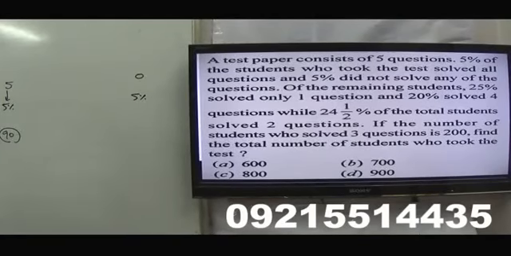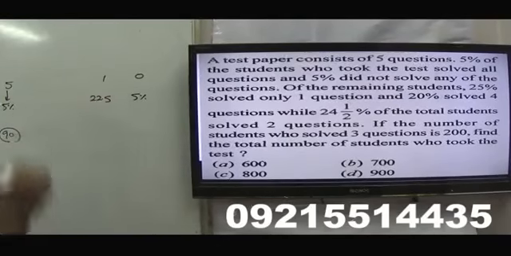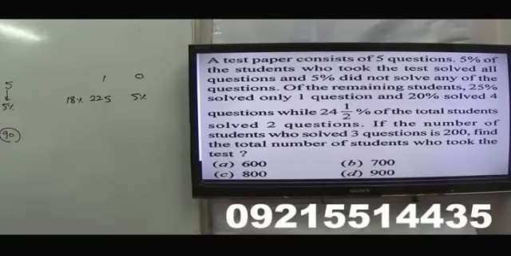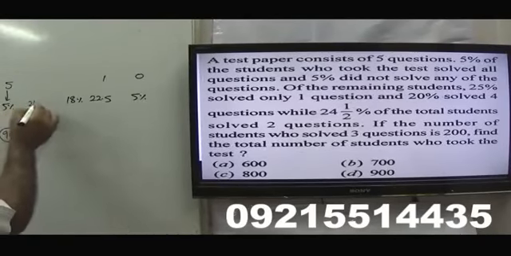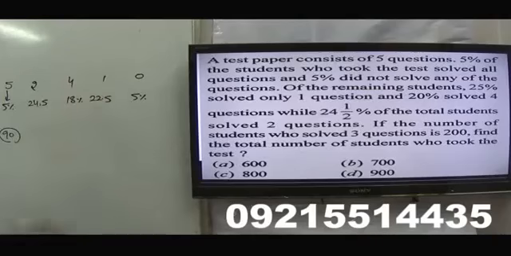Out of 90%, 25% solved only 1 question, which means 22.5. And 20% solved only 4, that is 18. While 24.5% of the total students solved only 2 questions. They solved only 2 questions and they solved 4 questions, right?